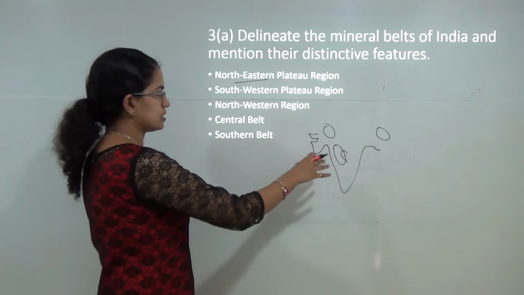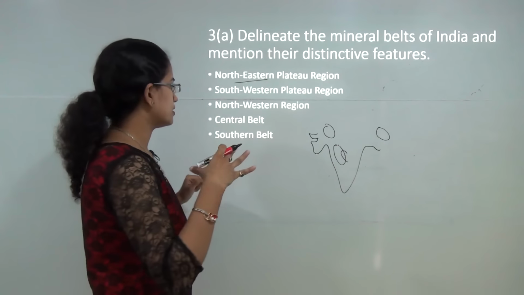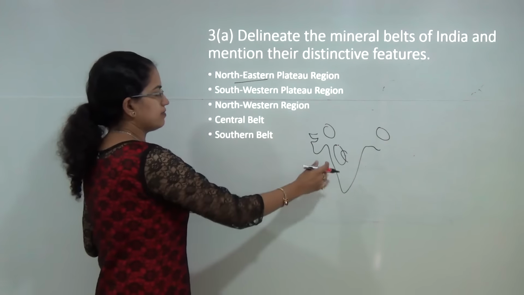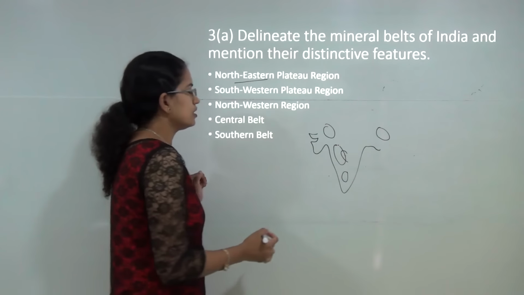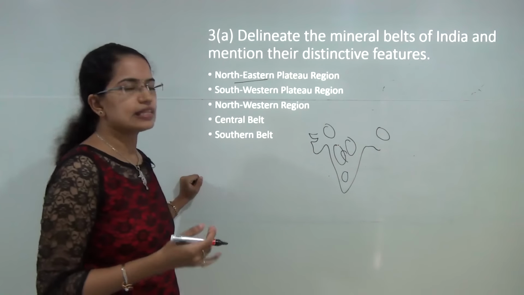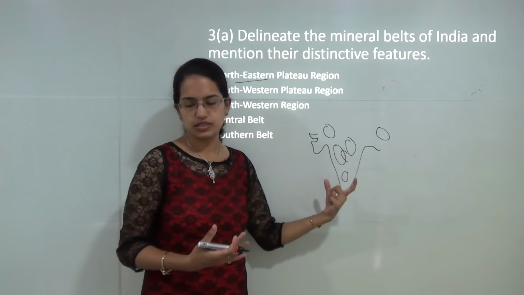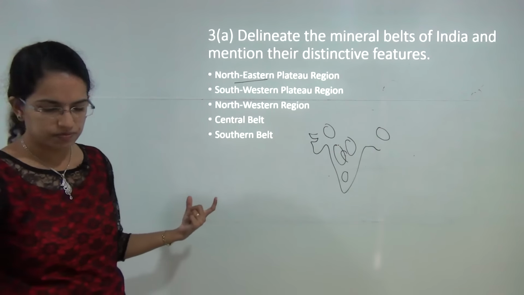Then you would have the central belt which would have mica, coal, lignite, and iron, steel. Then you would have the southern belt that would be seen here. So these would be the main regions that you have to explain, and the distinctive features, what is unique in different regions. So you would have to explain those in brief.